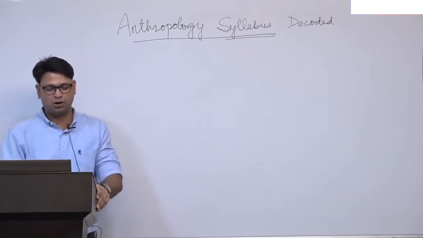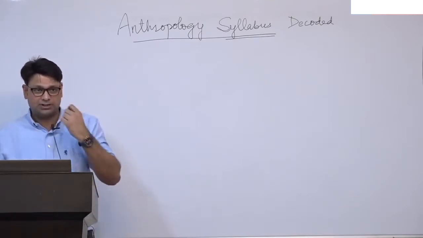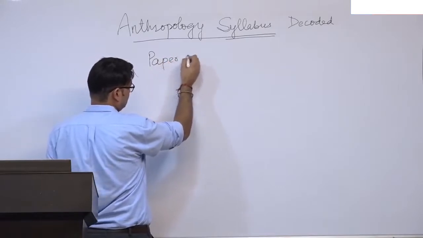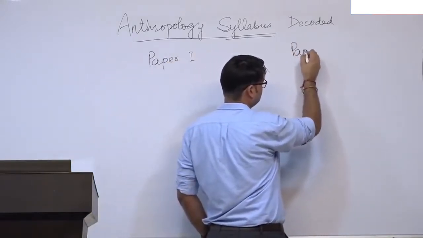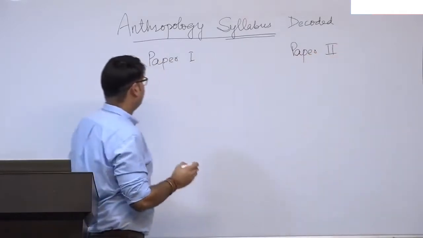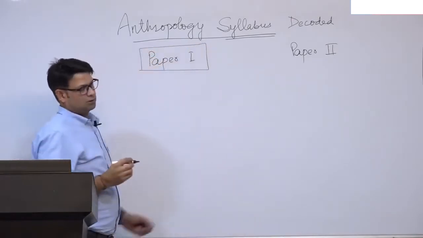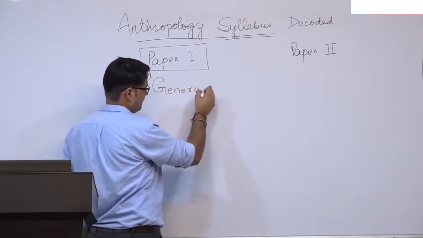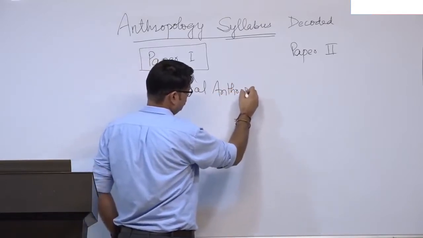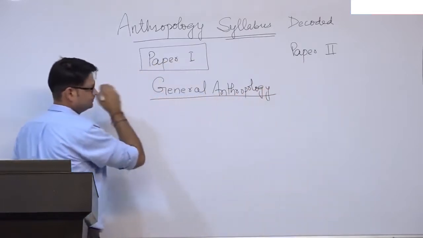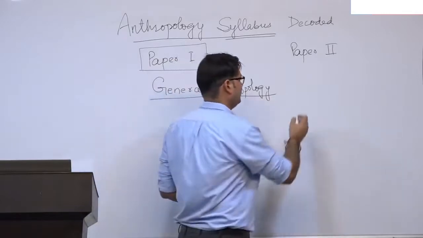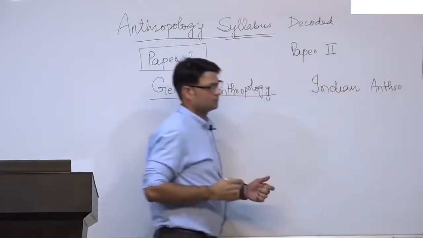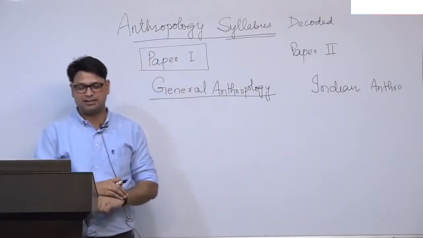So broadly, as you all know, the anthropology optional has two papers, paper 1 and paper 2. In paper 1, we have general anthropology, where you will study anthropology as a whole. In paper 2, you have India specific anthropology, Indian anthropology. Both these papers are of 250 marks each.